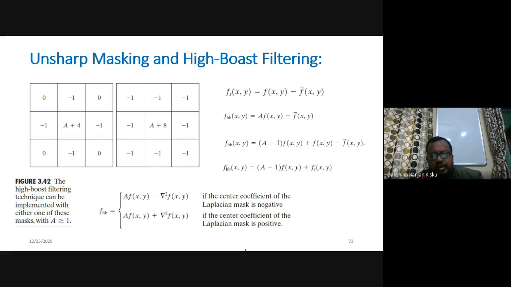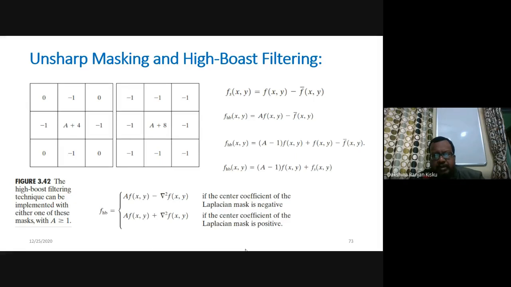In unsharp masking, we obtain a blurred image, and this blurred image is then subtracted from the original image f(x,y), and we get the sharp image after subtracting the blurred image from the original image. If we slightly modify this unsharp masking expression, then we can have the high boost filtering. What is high boost filtering?